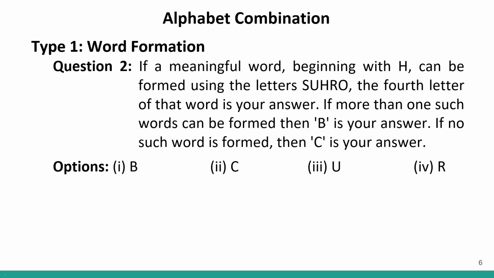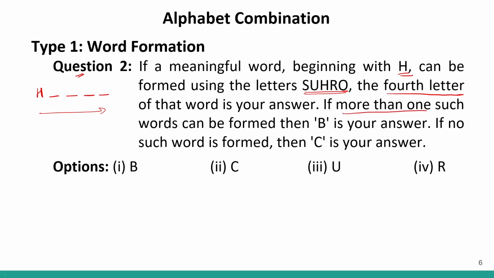Now let us look at question number 2. Question number 2 says, a meaningful word beginning with H can be formed using these letters. So we have to try to find a word that we can form using H. H is the first letter, and then we have 1, 2, 3, 4 positions that we have to fill to form a meaningful word. Then we have to find the 4th letter of that word, which is your answer. The 4th letter means the 4th letter from the left, since it is not mentioned whether from left or right.